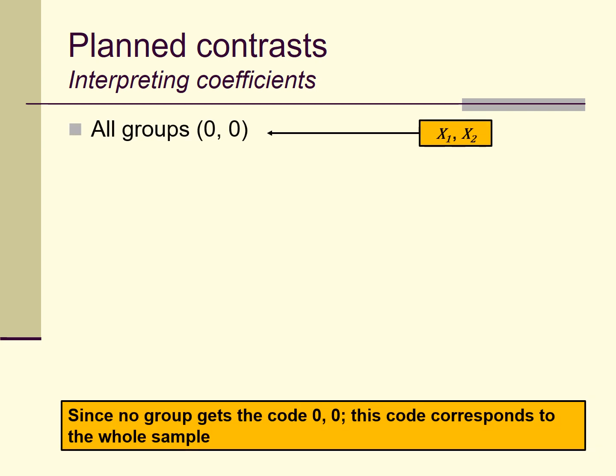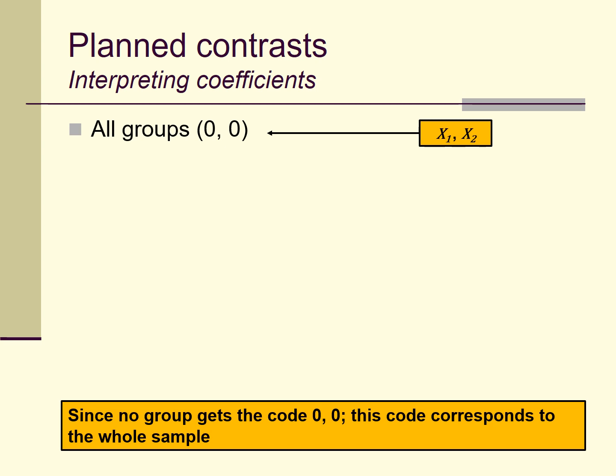So let's consider the group that has the codes 0 and 0. Now, in this example, using the contrast coding scheme that I set up a little bit earlier, there is no group that has values 0 and 0 for the two coded variables. Because of that, what that 0, 0 represents is an absence of information about which group a particular participant or a particular student is in.